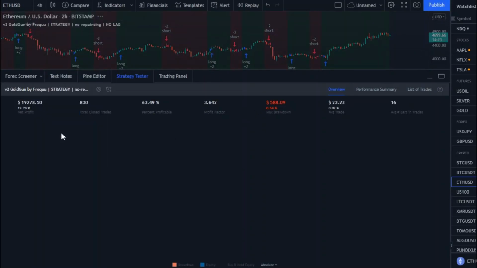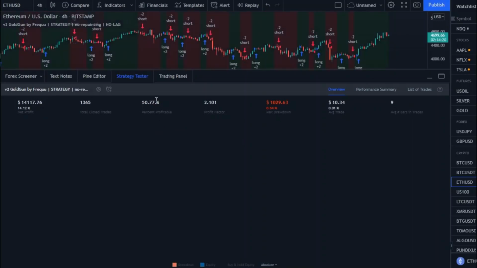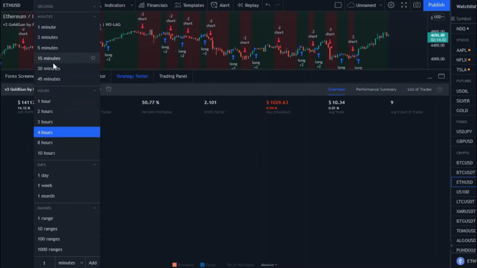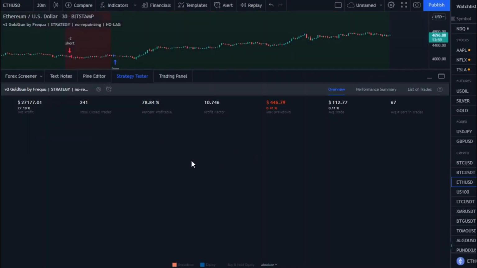Let it be 4 hours. The accuracy of the strategy has decreased significantly, although it is still profitable. But we are looking for a perfect strategy, so the best time frame for this strategy will be 30 minutes according to this simple test.